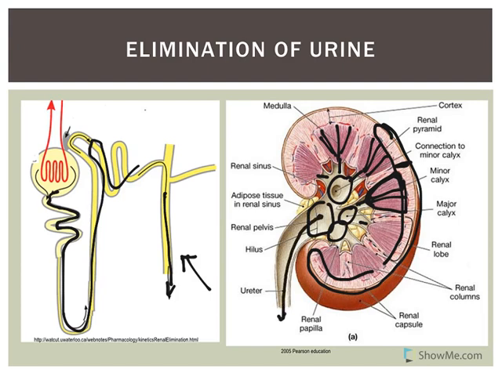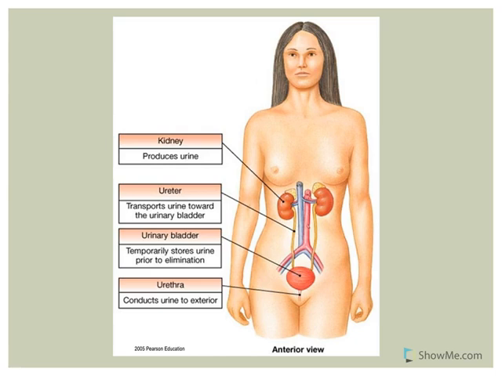And then out through the ureters. Once it travels through the ureters, it's going to go into the bladder, where it's stored, and hopefully under the appropriate conditions, the bladder will empty and it will leave through the urethra. Okay, so that's your elimination of urine.